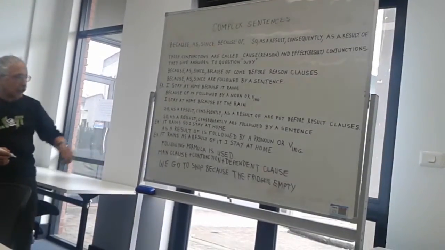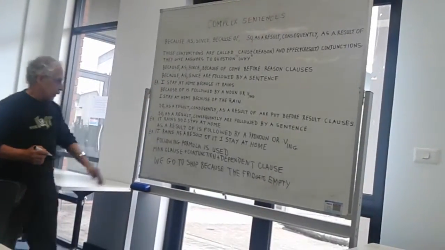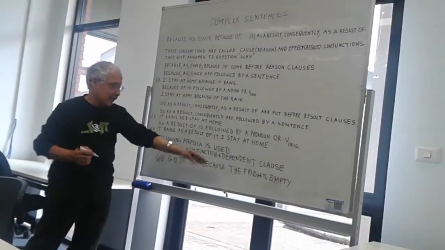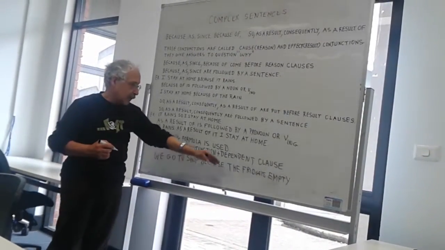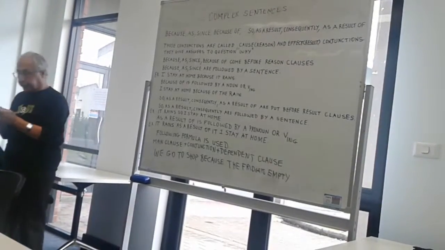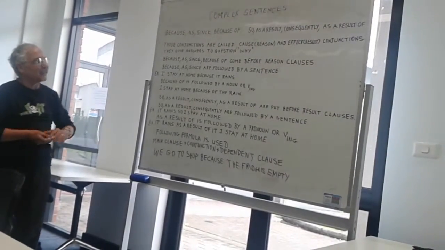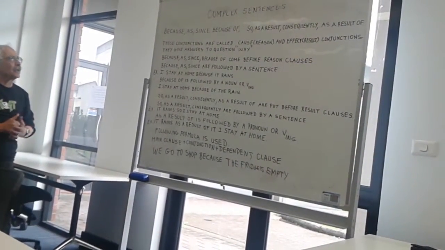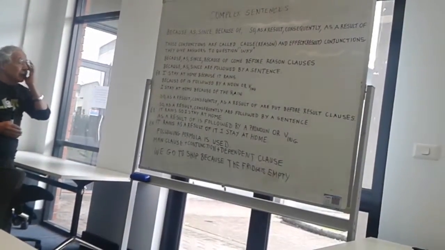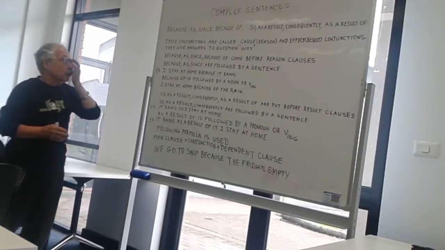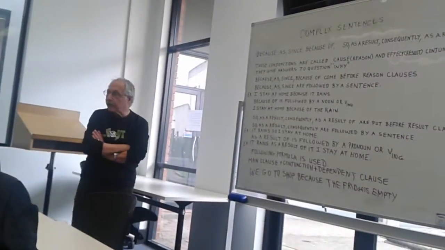We can use, instead of because, as or since. We go to shop since the fridge is empty, or we go to the shop as the fridge is empty. This is the first group of the second group of the conjunctions: because, as, since, and because of. Have you got any questions?